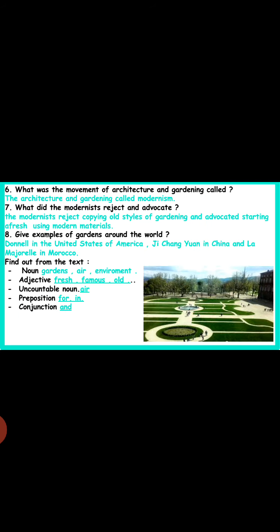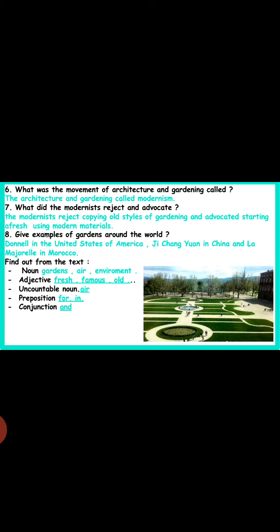Question number 6. What was the movement of architecture and gardening called? The architecture and gardening movement was called modernism. Number 7. What did the modernists reject and advocate? Reject means refuse. The modernists rejected copying old styles of gardening and advocated starting afresh using modern materials.